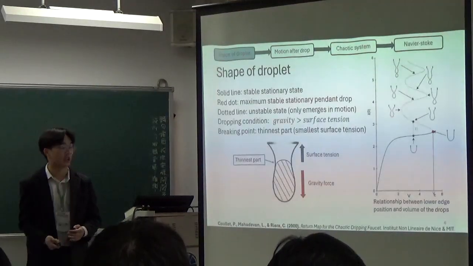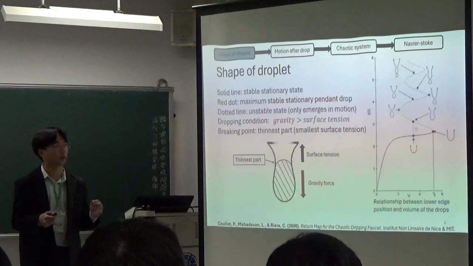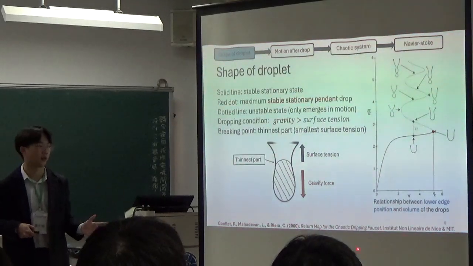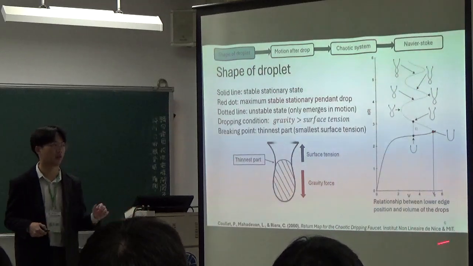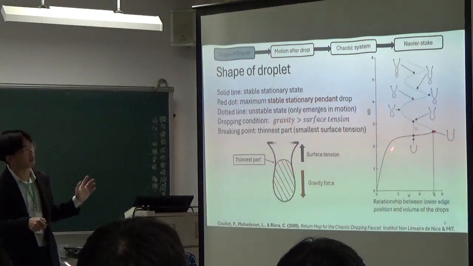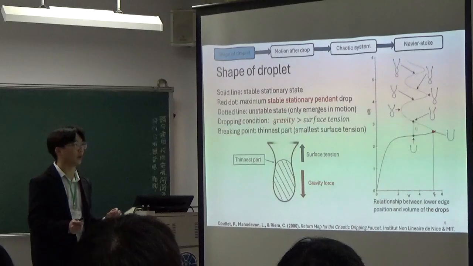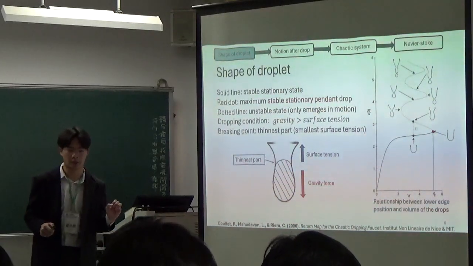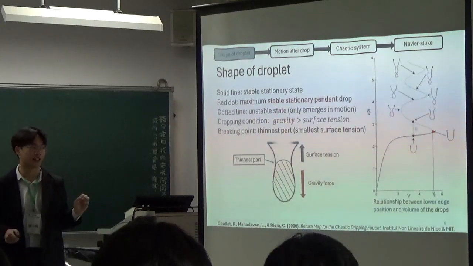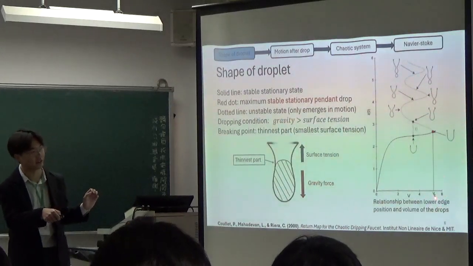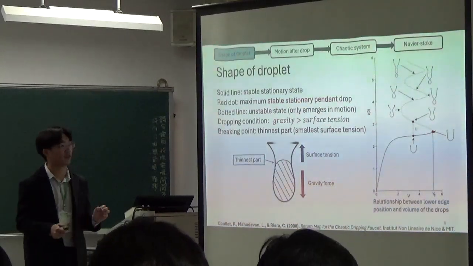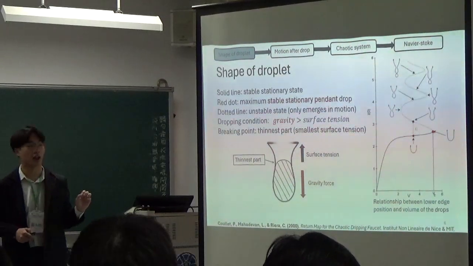So let's talk about the shape of the droplet first. This is a graph that we get from the paper we read from, showing the relationship between the height position and the volume of the drops. The solid line here represents the stable stationary state, where the red dots represent the maximum stable stationary pendant drop. So once the water volume exceeds this critical value, the V_c here, the droplet will drop. And above it is the dotted line representing the unstable state.